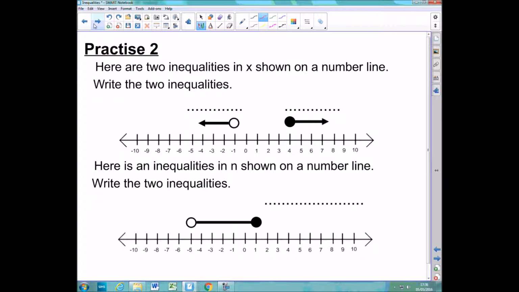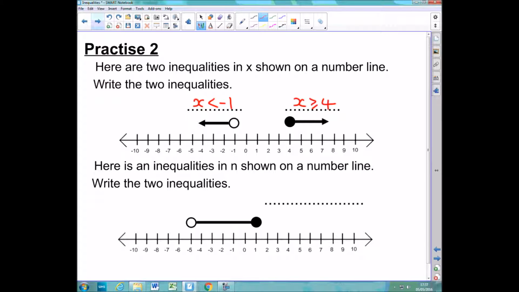Okay, so the first one, if you noticed, it was a non-coloured in blob, and it was all of the numbers smaller than -1. So x is smaller than -1. The next one is a coloured in blob, so that's going to be equal to as well. And if you notice, all of the numbers are bigger than 4. So x is greater than or equal to 4.